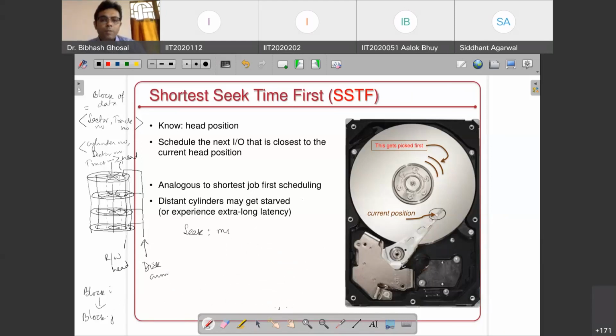Sorry, movement of the disk arm to the right track, because it will be moving in this way. The arm will be moving from one cylinder to the other. The time spent in moving from one track or cylinder to the other is called seek time. So tell me, what is the best case seek time that you will have?